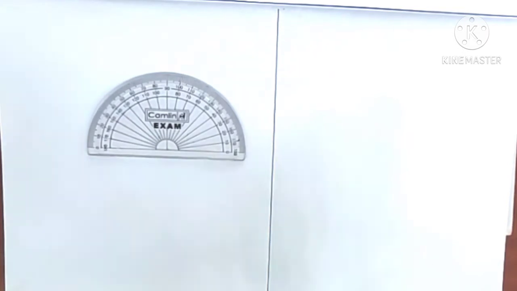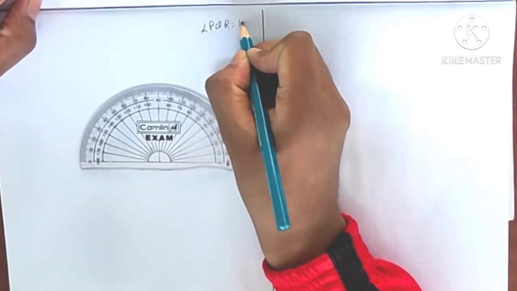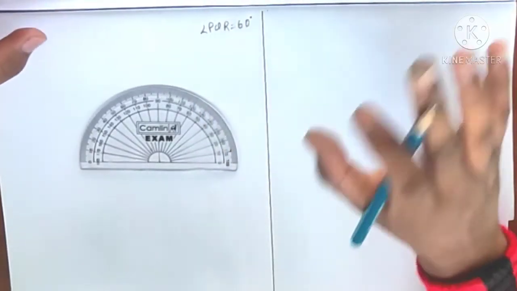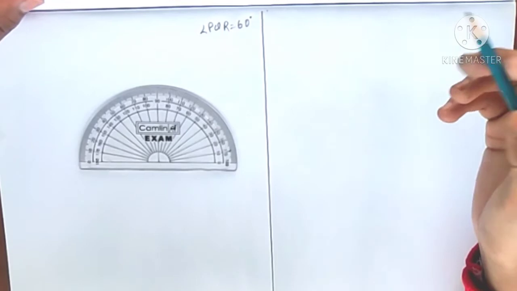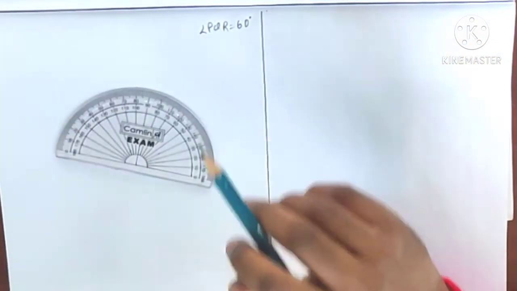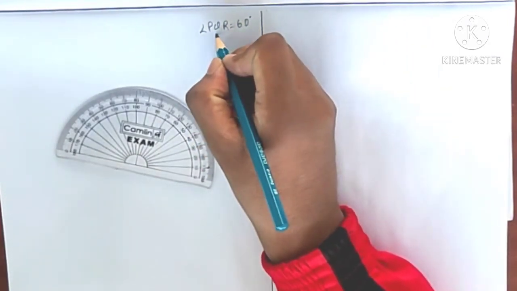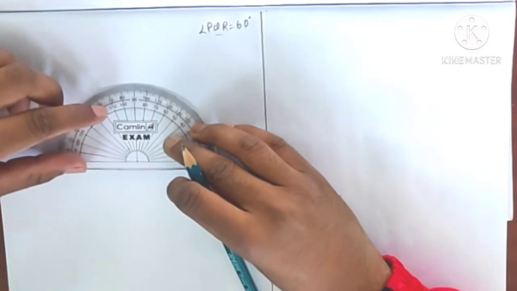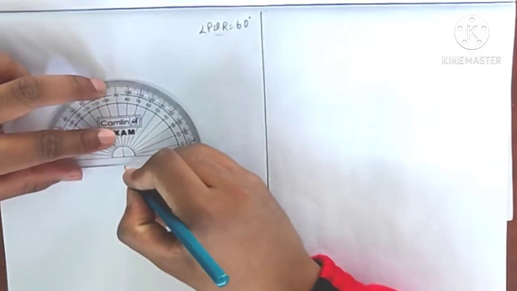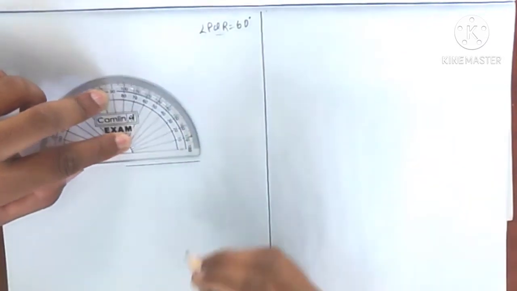So let us make an angle PQR. PQR is equal to 60 degrees. I am going to show you how you will make an angle with the help of a protractor. First of all we will make any base, that is QR here. How will we make the base? From the center you just make a straight line, like this.